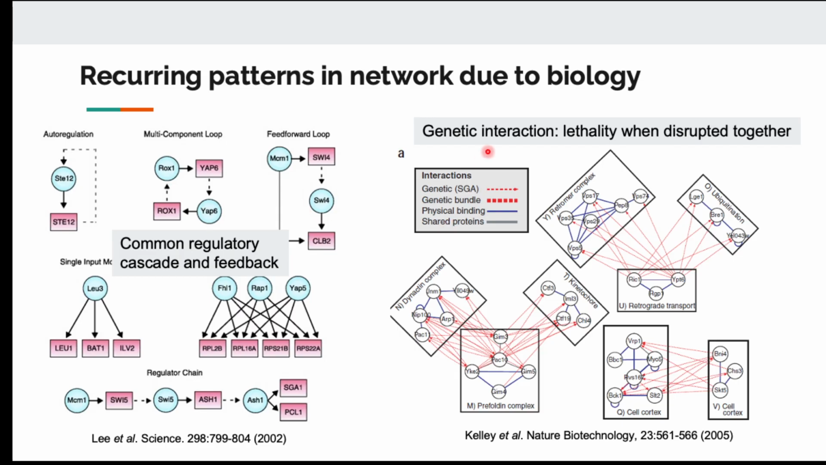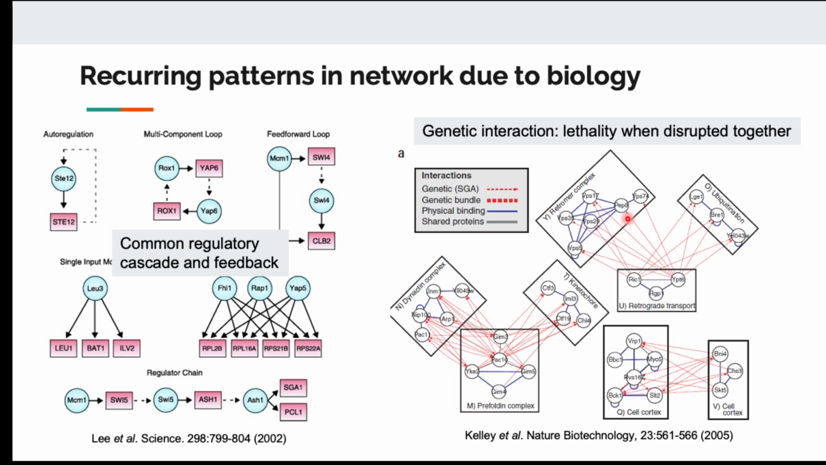Another example: we learned about protein-protein interaction, like when two proteins bind, you have protein interaction, physical binding. Another interaction type that we might not have heard about much is called genetic interaction, or another name is synthetic lethality. So this genetic interaction means that you have two genes. When you knock out one gene, the organism is okay. When you knock out the other gene, the organism is okay. But when you knock out both genes together, you have lethality, the cells die.